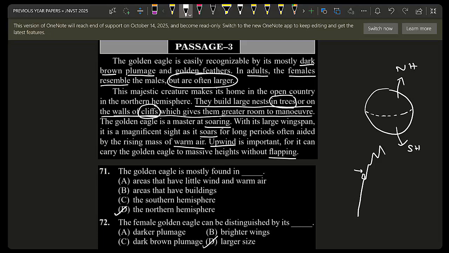Okay. Vihan, sir, in the instant solution, 72 and 73 are 72C, 73A, sir. Yeah, some are wrongly mentioned, but we have read the passage clearly and answered. These are the correct answers. Okay, sir.